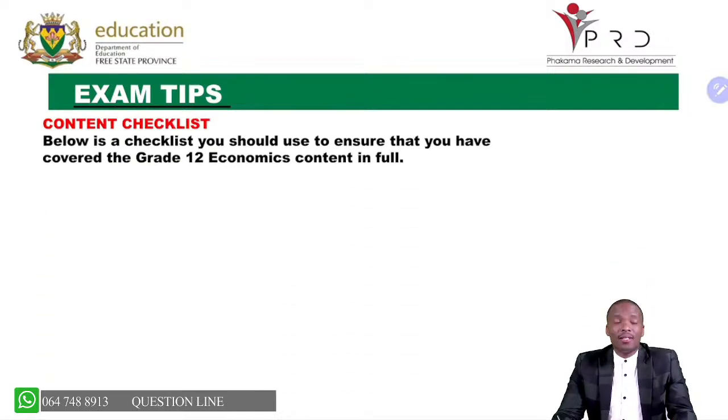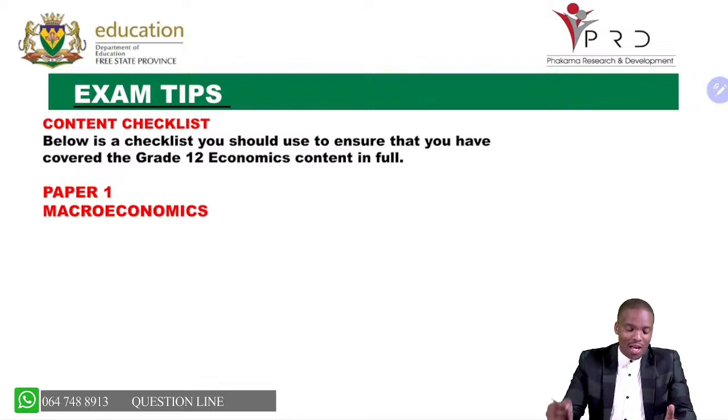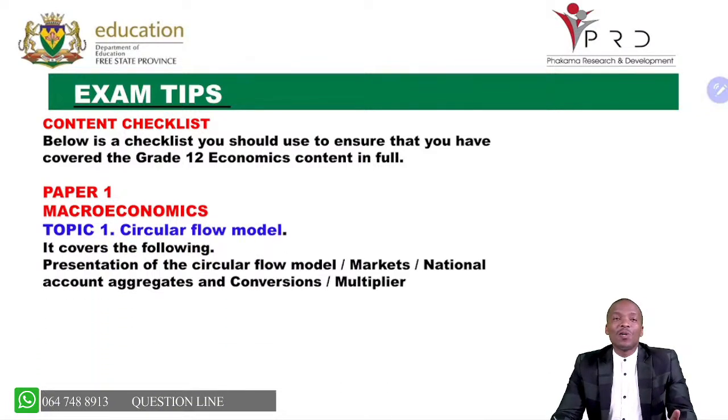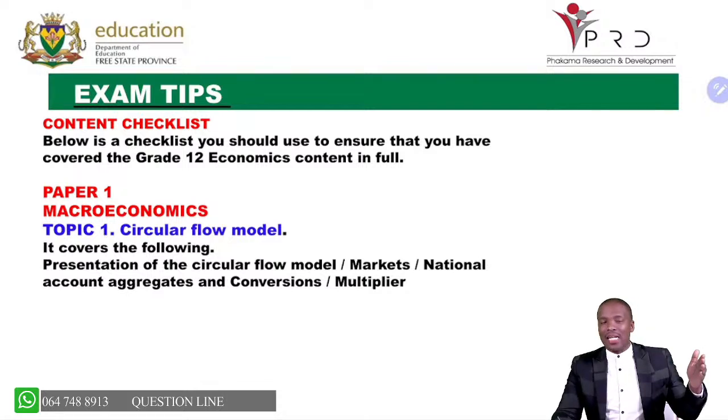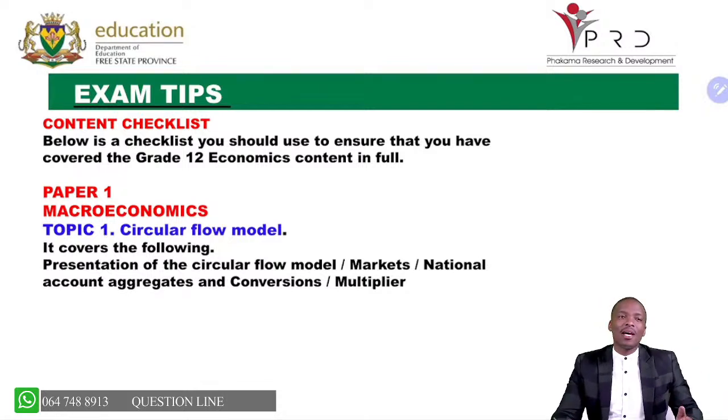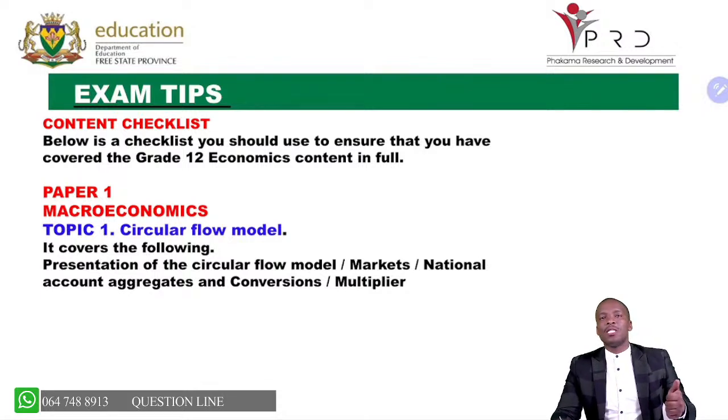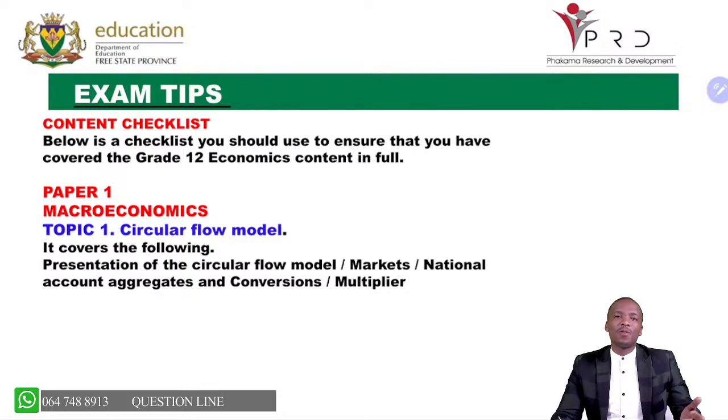So here's the checklist, so that at least you can say, I meet the requirements. Under macroeconomics, we are looking at circular flow, where it covers the following: the representation of the circular flow model, as it was from as far as grade 8 up until now, where you look at the participants in that circular flow: government, households, firms or businesses, as well as the fourth one, which is the foreign sector.